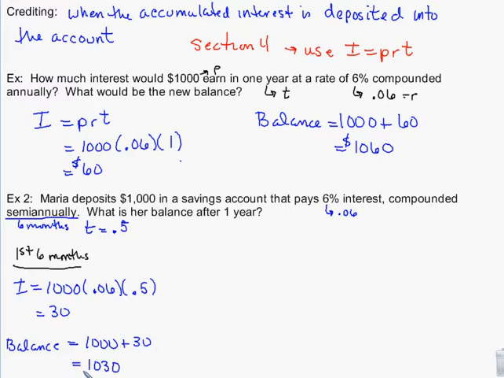Now, during her second 6 months, she's going to earn interest on the interest that she earned the first 6 months. So the second 6 months, same formula, but instead of 1,000, blue.